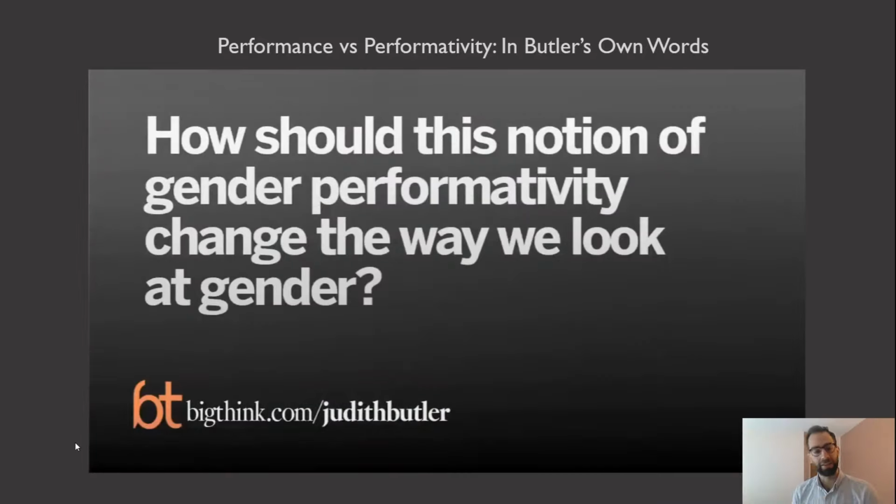Okay, so one of the main takeaways from Butler's own account of what gender performativity means is that we tend to think that gender is a stable, essential fact about a person, but she's saying it is a phenomenon that is being produced and reproduced all the time, and I might add, in time.